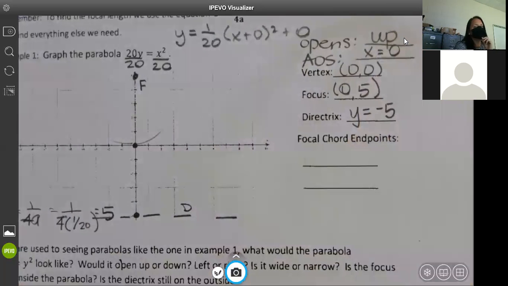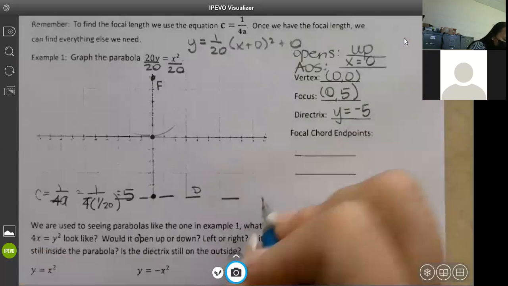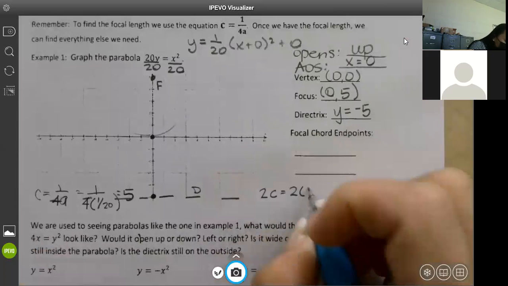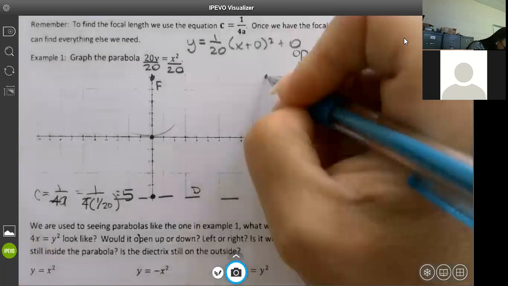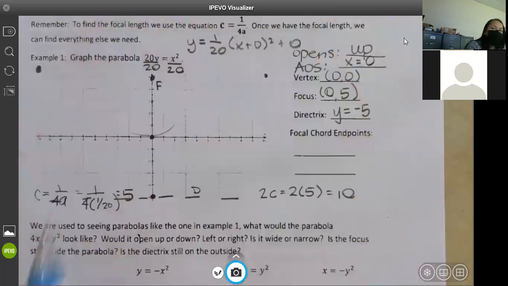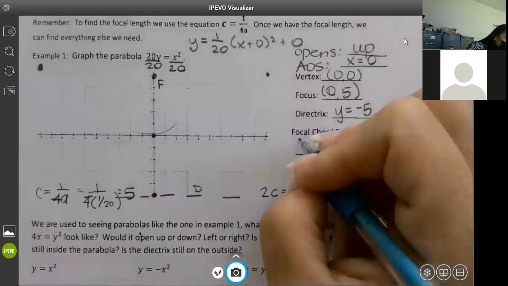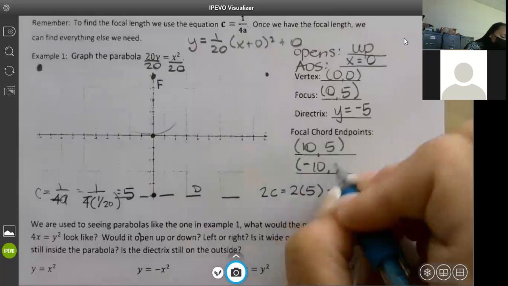Both of those, your axis of symmetry and your directrix, should be an equation, x equals or y equals, whichever one you're working with, okay? So if you just give me a number, it's not going to work because that doesn't tell me where it's at. It should be an equation. Remember, for your focal chord endpoints, you do 2c. So for this one, we do 2 times 5, which is 10. And from the focus, we go left and right 10. And that'll be all the way at the edge of the graph in line with the other one. So we went left 10 and up 5.